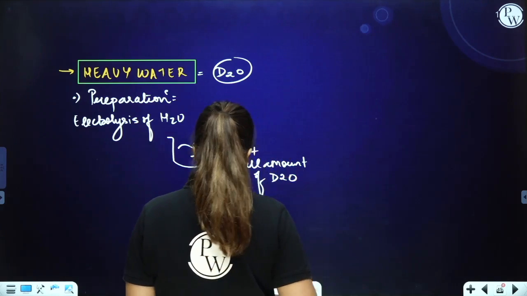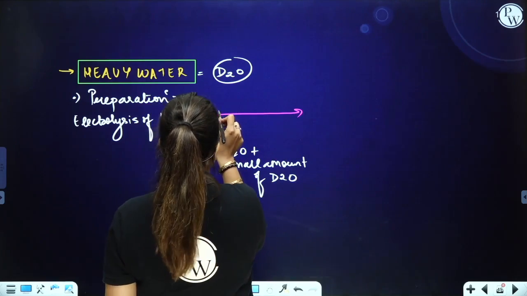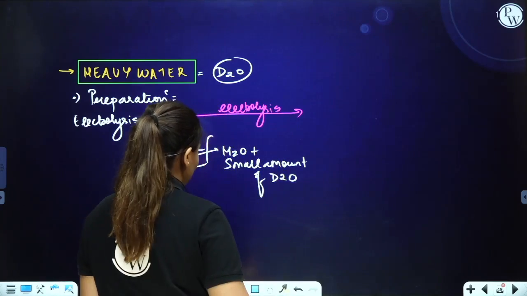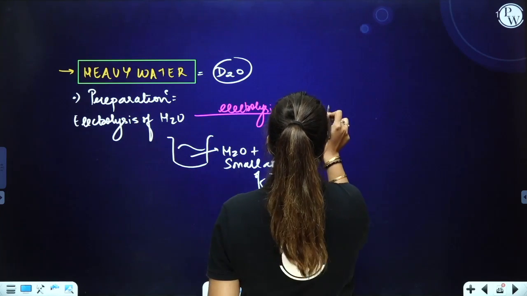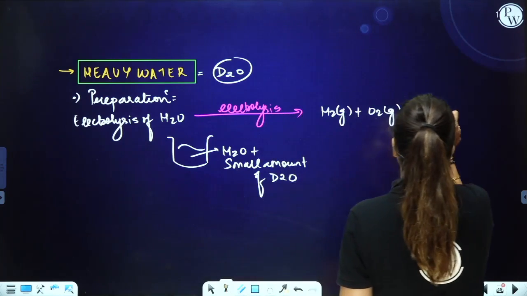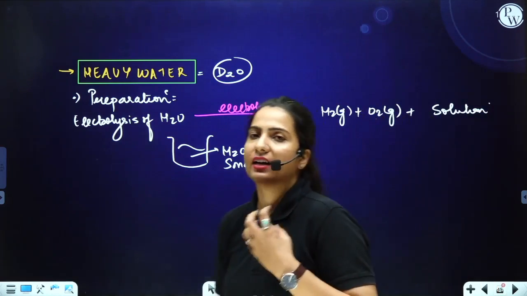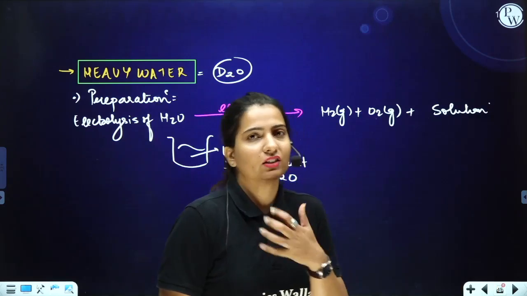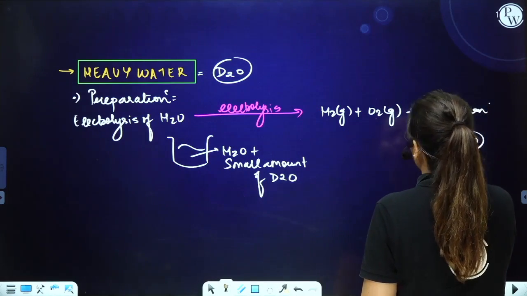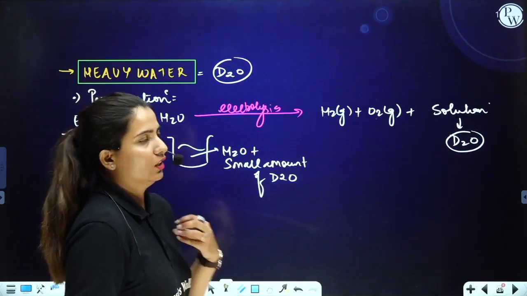So whenever you perform the electrolysis, it is performed for H2O, and you get as a result H2 gas and O2 gas, and the solution present is concentrated with the D2O, because D2O is not electrolyzed. The solution now contains the D2O. So first of all, with the electrolysis of water, we get in the solution the D2O.